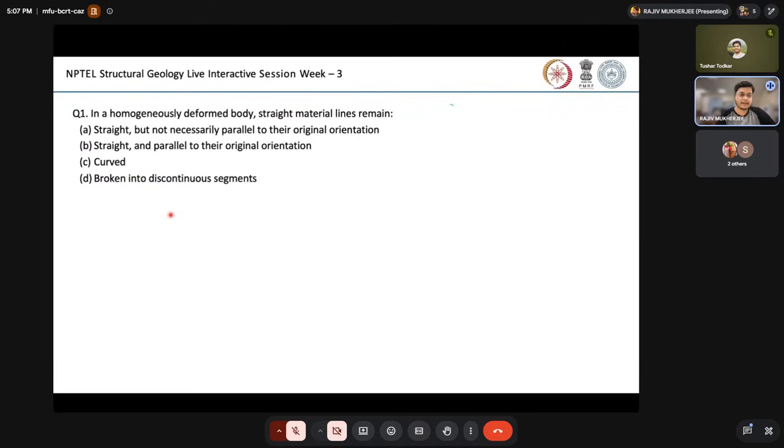Today's first question, question number 1, says that in a homogeneously deformed body, straight material lines remain: option A, straight, but not necessarily parallel to their original orientation. Option B, straight and parallel to their original orientation. Option C, curved. And option D, broken into discontinuous segments.